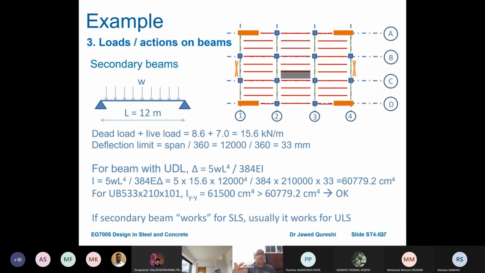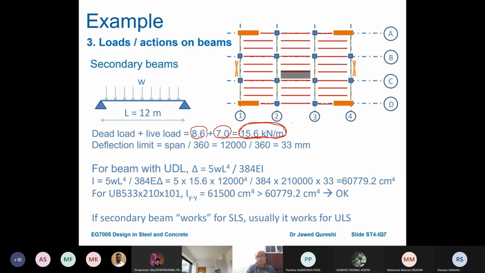How do I design secondary beam? For this, I will have to add this dead plus live load. This is giving me 15.6. This is unfactored load. Now, in the UK, according to Eurocode, we should only use the live load. But the design practice in the UK is that we use both unfactored dead plus live load when we are trying to work out the deflection.